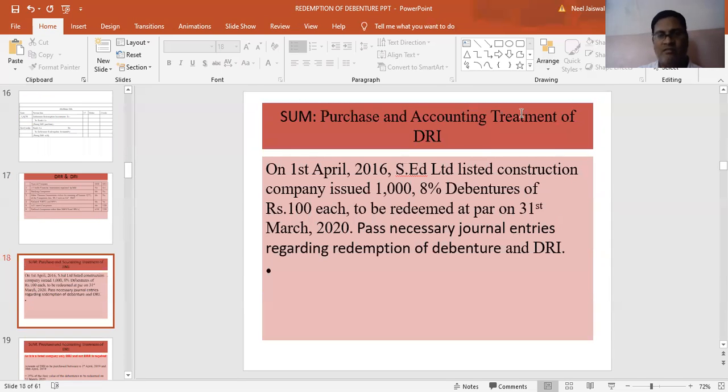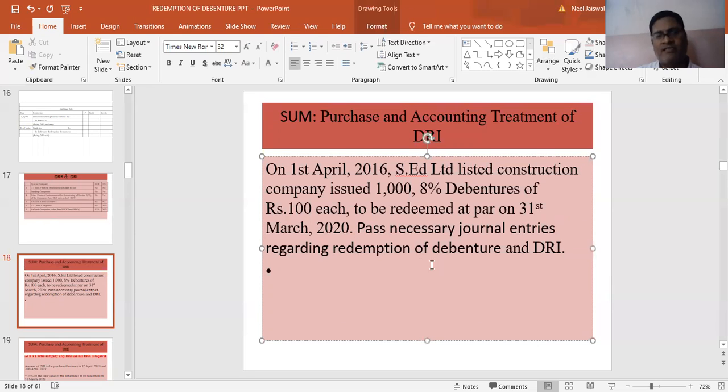One sum. On 1st April 2016, Asset Limited, now it's a listed company, a listed construction company, issued 1000 8% debentures of 100 each to be redeemed at par on 31st March 2020. Pass necessary journal entries regarding redemption of debentures and DRI.